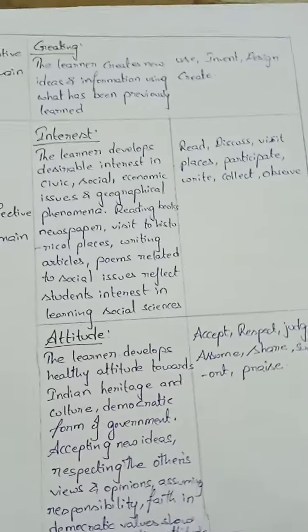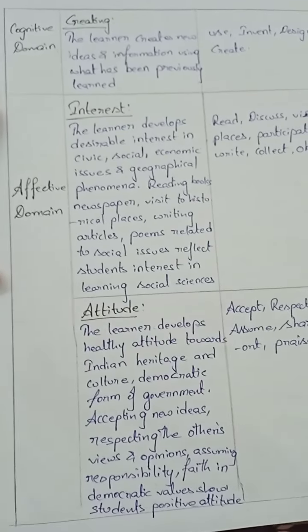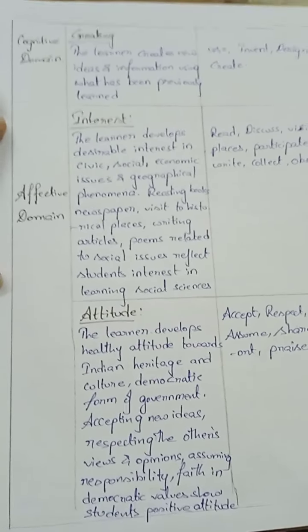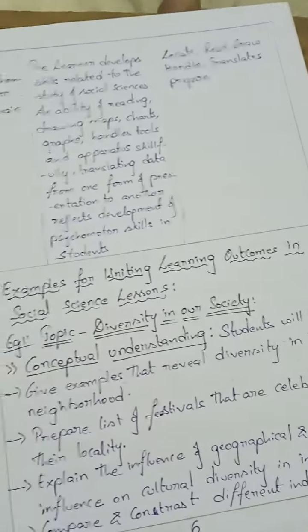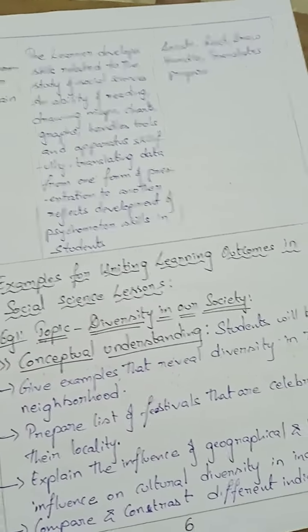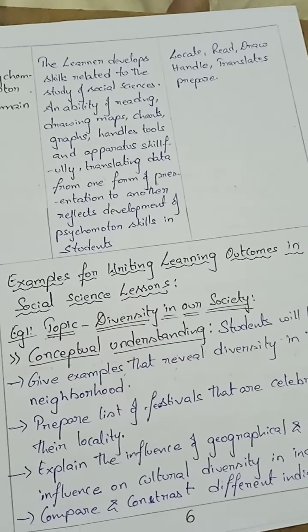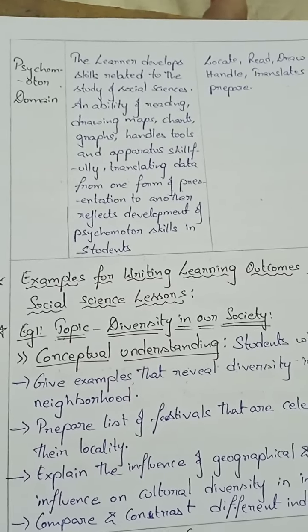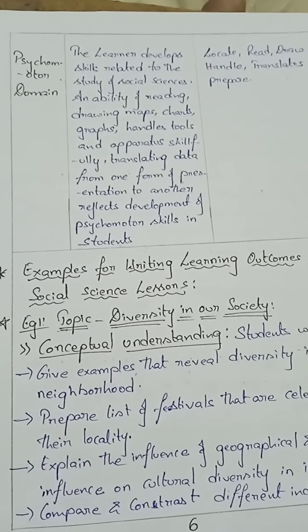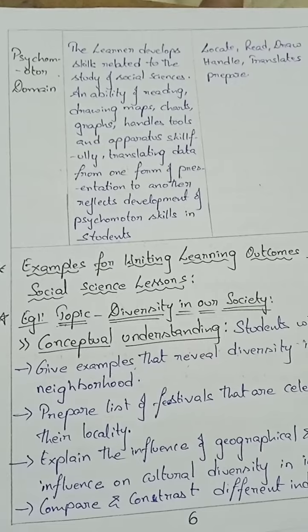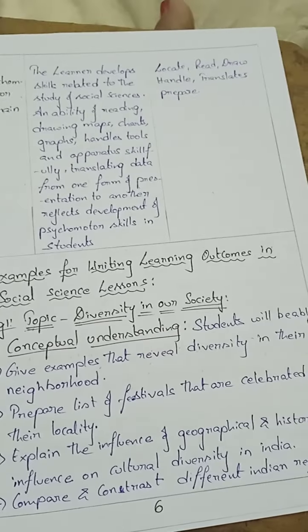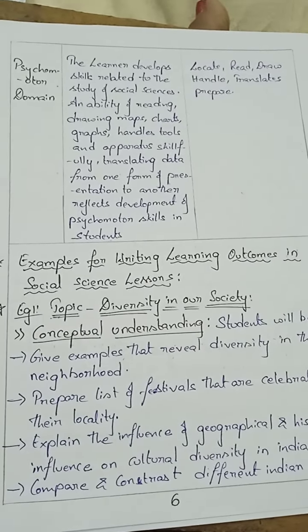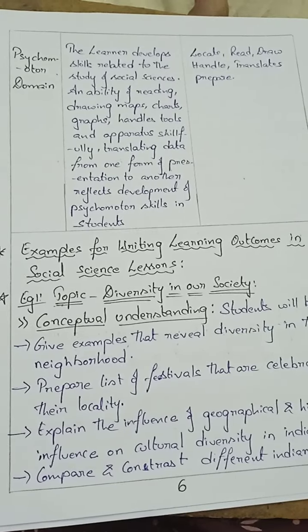and creating. In the affective domain, they are interest and attitude. And in the psychomotor domain, the learner develops skills related to the study of social sciences, and the ability of reading, drawing, maps, charts, graphs, etc. There are some examples of writing learning outcomes in social science lessons.